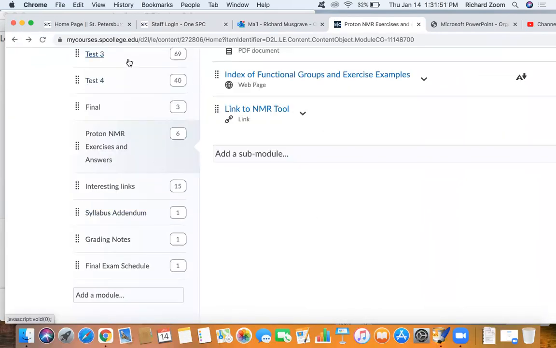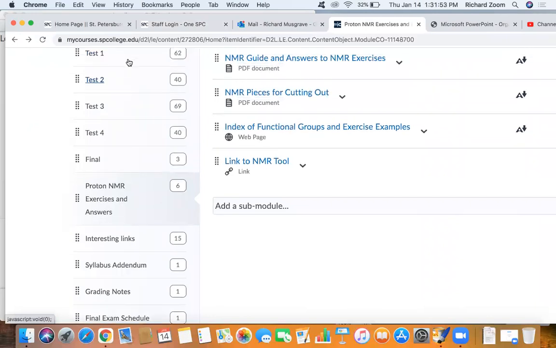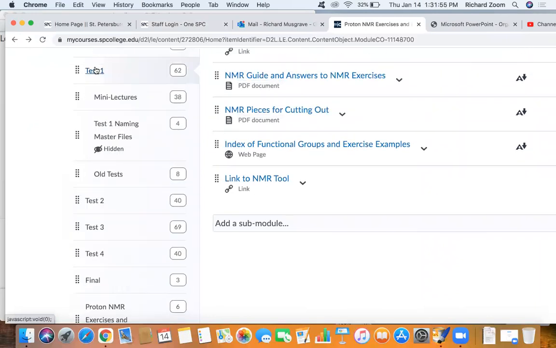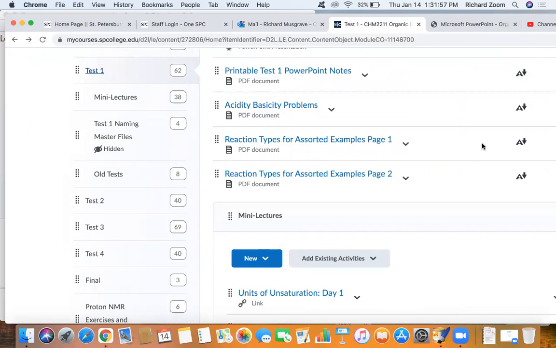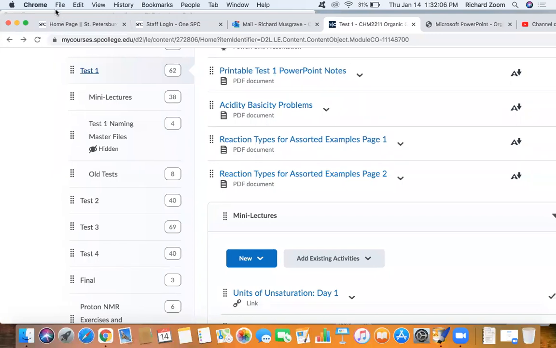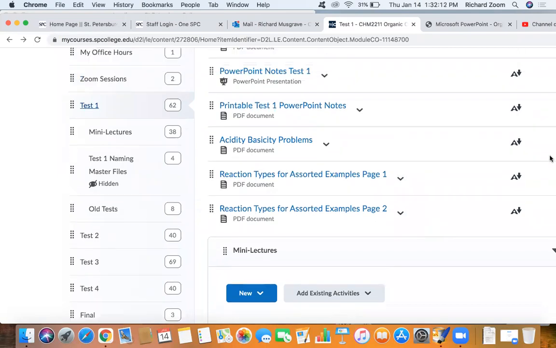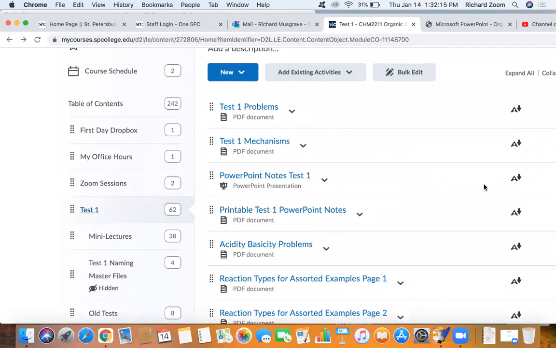I do have some more resources here. I don't actually have a tool for the carbon-13 NMR, unfortunately. One of these days I might write one, but I haven't done that yet. If you know the proton NMR and understand the proton, the carbon's pretty easy, I think. All right, let's look at the blue book here. So test 1 problems.